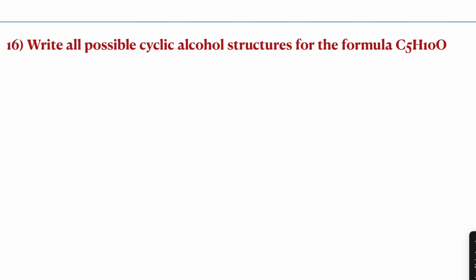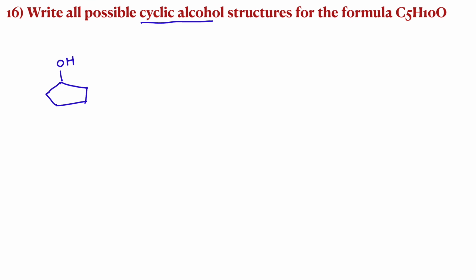In the next example, the molecular formula given is C5H10O. The condition imposed is that we write only cyclic alcohols. The condition is clear, cyclic alcohols you are writing. So first, 5 carbon chain, all 5 carbons are identical. Anywhere you can write an OH group. Cyclopentanol.